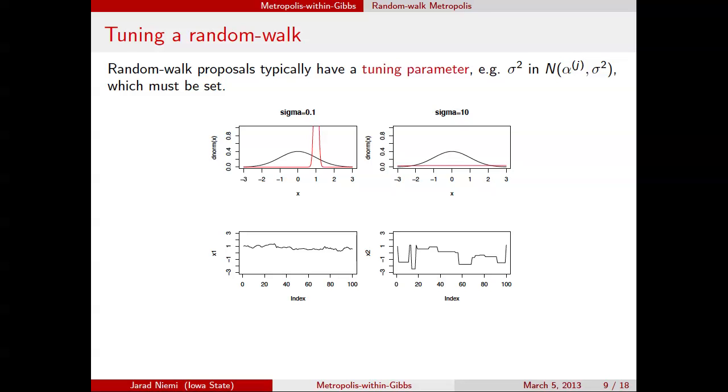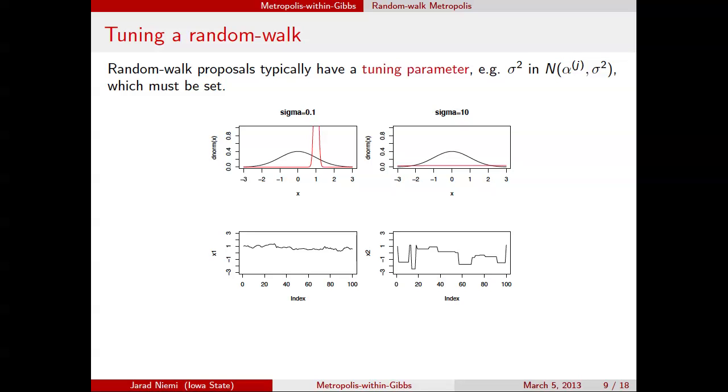Okay. So the point here is that hopefully it's clear that there should be some middle ground here. You don't want the proposal tuning parameter to be too small, because then you don't traverse the whole target distribution. You don't want it to be too big, because then you rarely move.